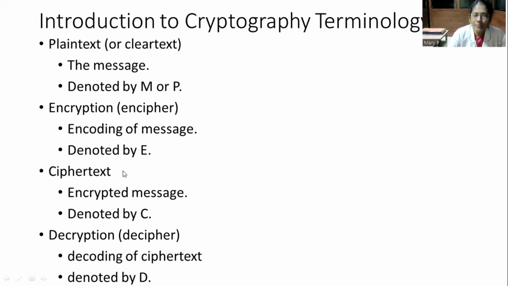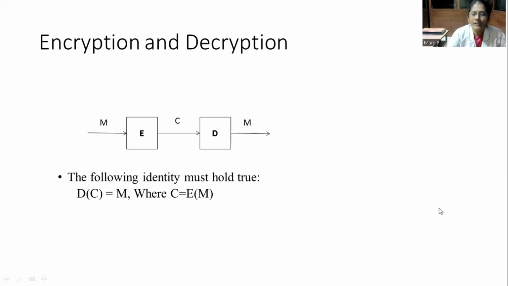Ciphertext. The encrypted message is called ciphertext. It is denoted by the letter C. That means it is in an unreadable form. The original message is converted into ciphertext using the encryption technique. Then decryption. Decryption means you have to decode the ciphertext. That means it is possible to receive the original message after performing the decryption process. It is denoted by the letter D. So this is encryption and decryption.